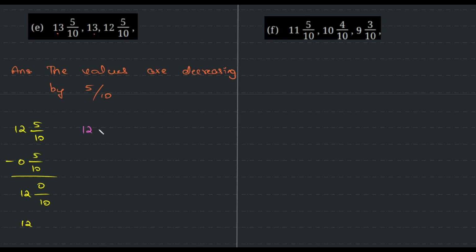Next, 12 and 0/10 getting subtracted with 5/10. So we need to borrow, and so this is 11 and this is 10, right? And so the difference is 5/10 and this is 11. 11 and 5/10, and we have 5/10, and the difference is 0 here, and this is 11 and 0/10.